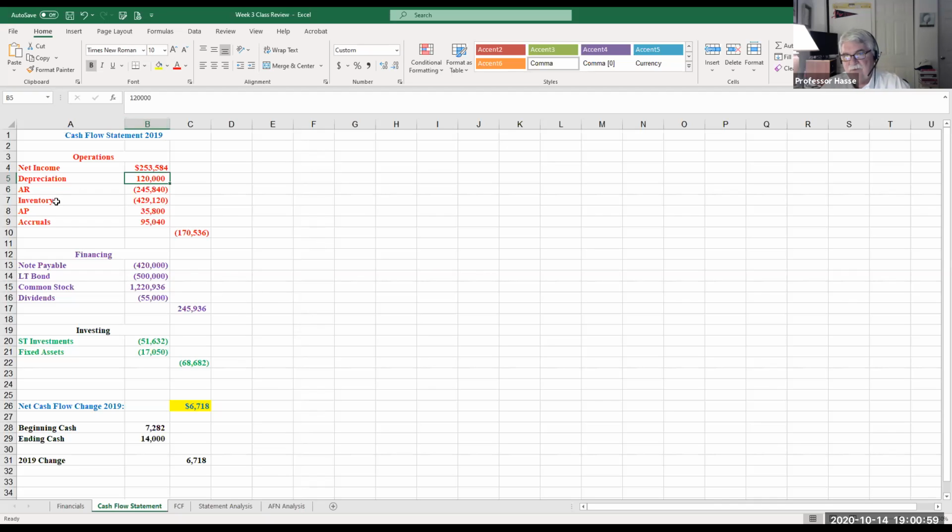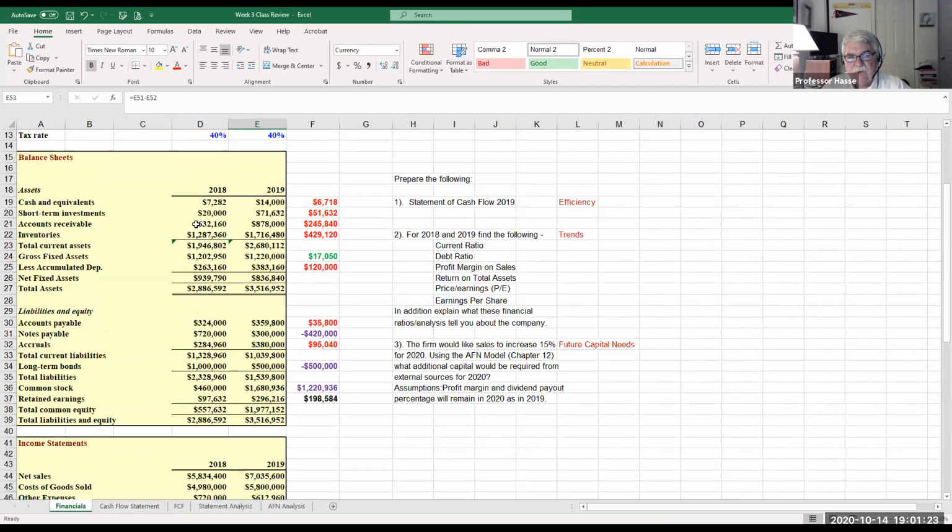Another thing in operations, these 4 accounts here, these are called operating working capital. Short-term current accounts receivable, inventory, current assets. Short-term current liabilities, accounts payable, and accruals. Now take a look at this. Our accounts receivable went up $245,000. Our inventories went up $429,000. That's $675,000 of increases in working capital operating current assets.